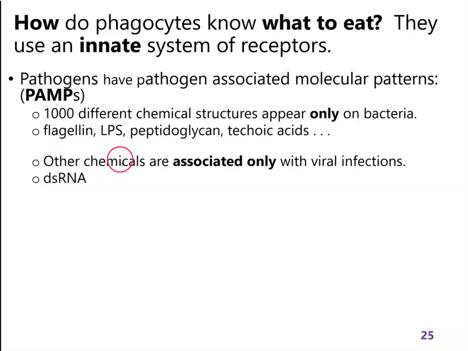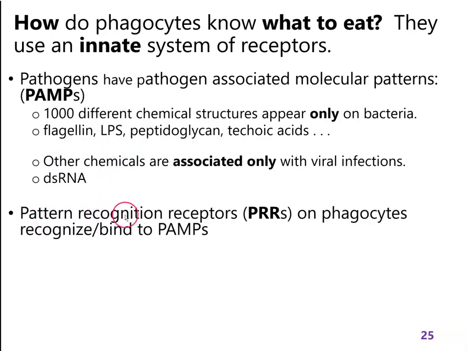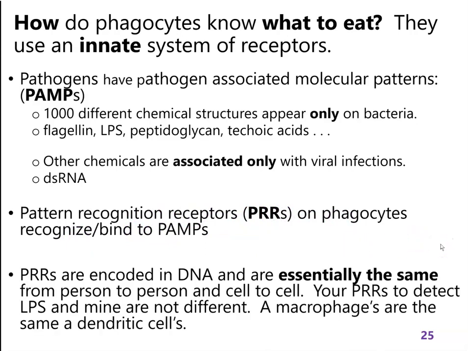And so the receptors that detect these things are pattern recognition receptors in general, or PRRs. So I will use PRR as the abbreviation. These are the receptors that let phagocytes know what to eat. And they're encoded in our DNA. We can identify them when we sequence our DNA, and we know what they are. And yours are the same as mine. And macrophages are the same as the dendritic cells. They don't change over time. You have them the day you're born, and they're the same for the rest of your life. So they are fully innate, fully encoded in your DNA, the same way they are encoded in mine.